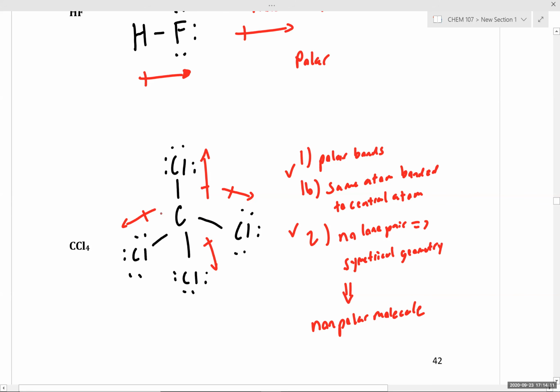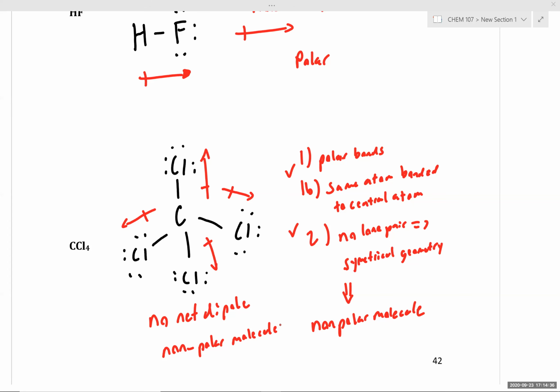So even though we have bond dipoles, because of the way that those bond dipoles are arranged in 3D space, the net dipoles end up canceling out. So we have no net dipole. All these dipoles cancel out, and we have a non-polar molecule.